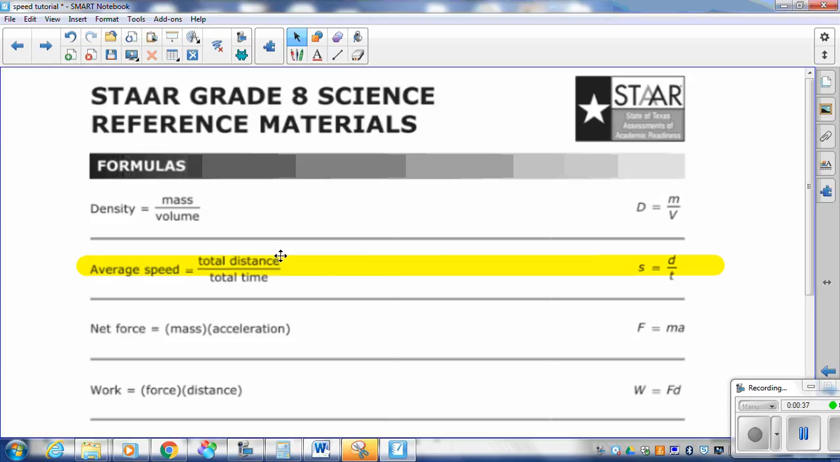This formula today that we're working with is average speed. It's total distance divided by total time, or speed equals distance divided by time.